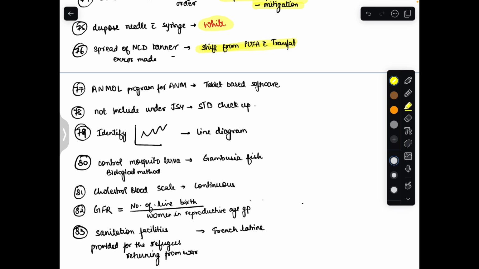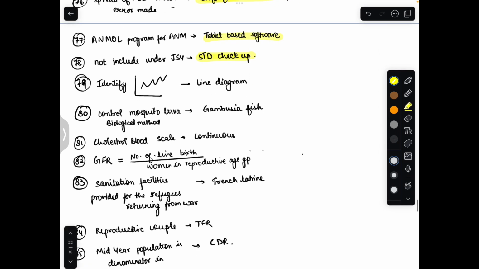Now for the 77th, the Anmol program for ANM is given, and for Anmol we have to check the tablet based software. This is the program for ANM, tablet based software. Now for the 78th question, not included under Janani Suraksha Yojana, that is the STD check. Sorry, not Shishu, Janani Suraksha Yojana. We did not check STD.